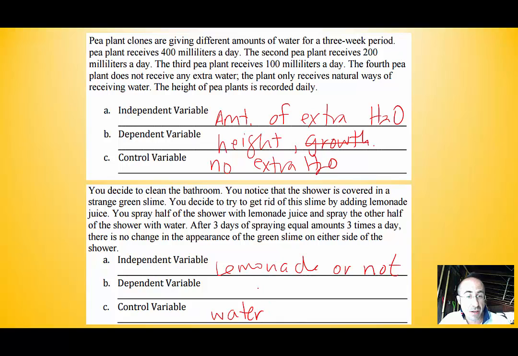And what are we measuring? After 3 days of spraying equal amounts 3 times a day, there's no change, and so we are measuring the appearance of the green slime. So we are going to be looking at green slime appearance. Okay, so the green slime appearance, was it increasing, was it decreasing, was it getting clearer, was it getting more slimy? So that was what we're looking to find out in this particular example.